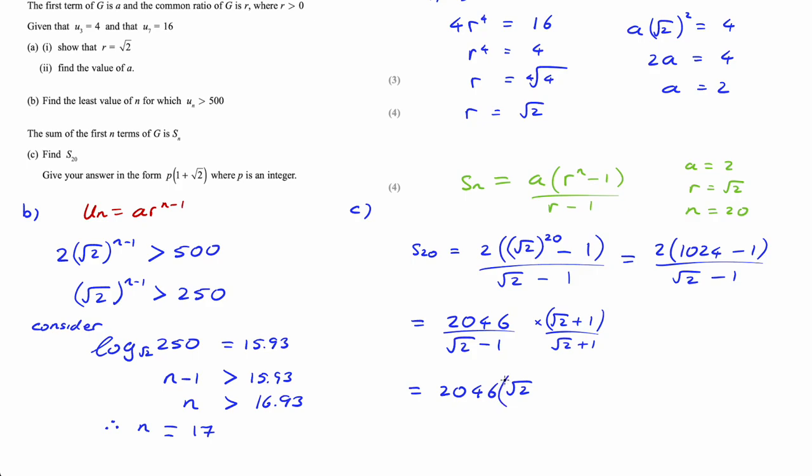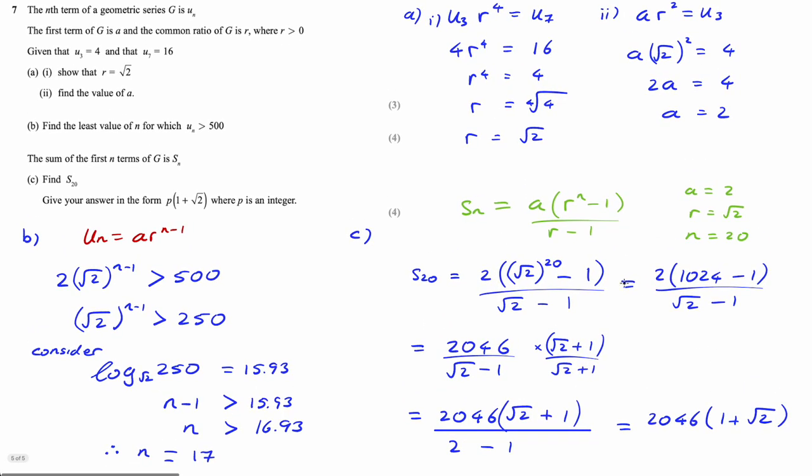Now actually, because he wants it like this, I'm going to keep the top in brackets. So it's this times root 2 plus 1 over, and this is actually going to be very nice, guys, root 2 times root 2 is 2, plus root 2 minus root 2 cancel, and then minus 1. So you actually get 2046 times, I'll swap these two just so it looks like this, 1 plus root 2 over 1, which I don't need to write, and that's the form he's asked for. Okay, that, guys, is question 7.